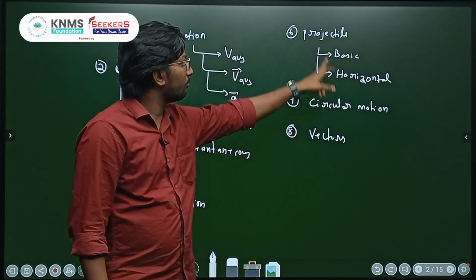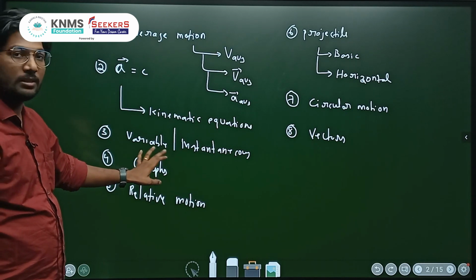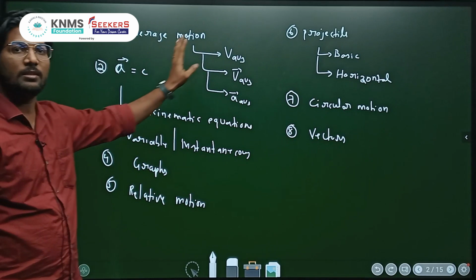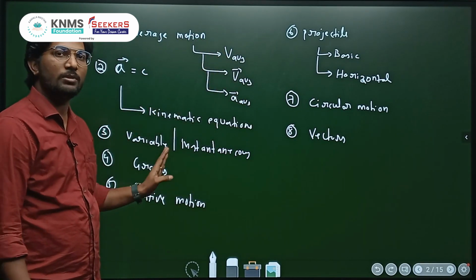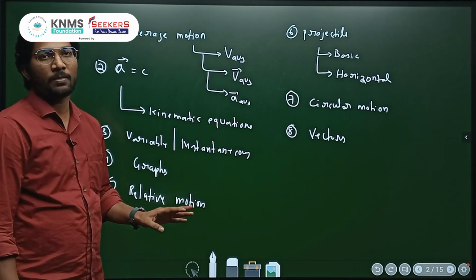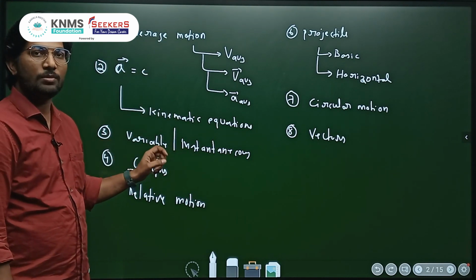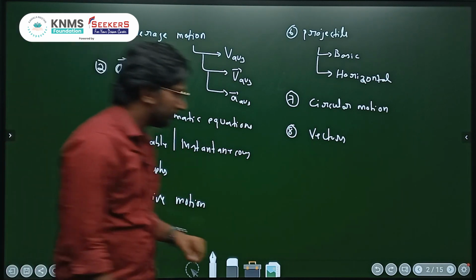Circular motion, and here projectile motion, relative motion, graphs, variable and or instantaneous motion, constant accelerated motion, and average motion. These are the usual topics that are covered in the kinematics chapter, which are also available for the syllabus in the NEET 2024. So in this session, we will see previous year questions based on some of these topics in this part of the video. Let's go for it.